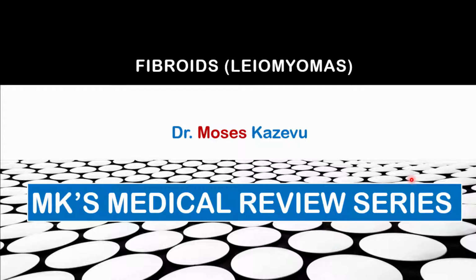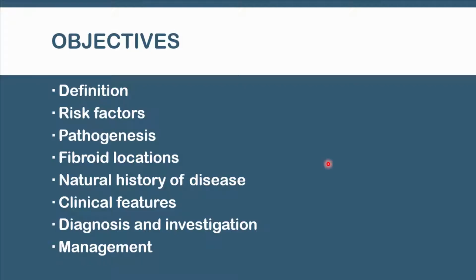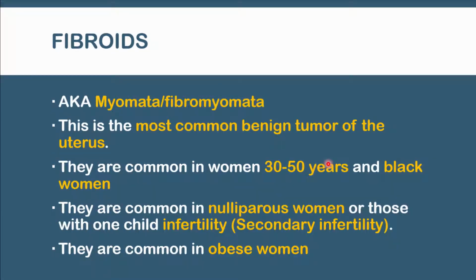Today we'll be talking about fibroids or leiomyomas. So in our lecture today, we'll look at the definition of what fibroids are, the risk factors of fibroids, the pathogenesis associated with the condition, the different locations to which these fibroids can be found, the natural history of the disease, some clinical features. We'll look at the diagnosis and some investigations that you may order. We'll look at the management, and then we'll end off by looking at the different complications associated with fibroids.